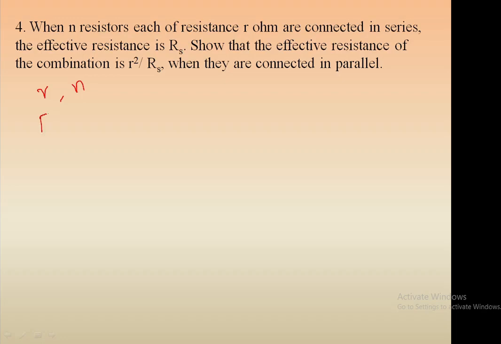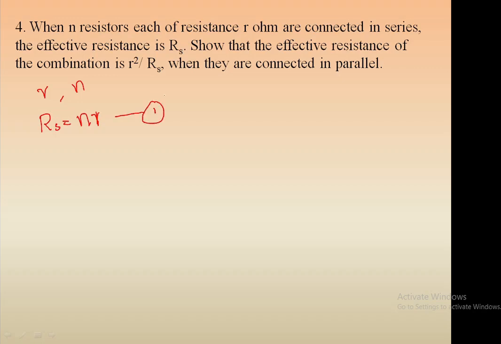So let us write Rs equal to, we know when equal resistances are connected in series, the effective resistance can be easily calculated by just multiplying the value of resistance by the number of the resistors, that is n into small r. Okay, that is equation number 1.